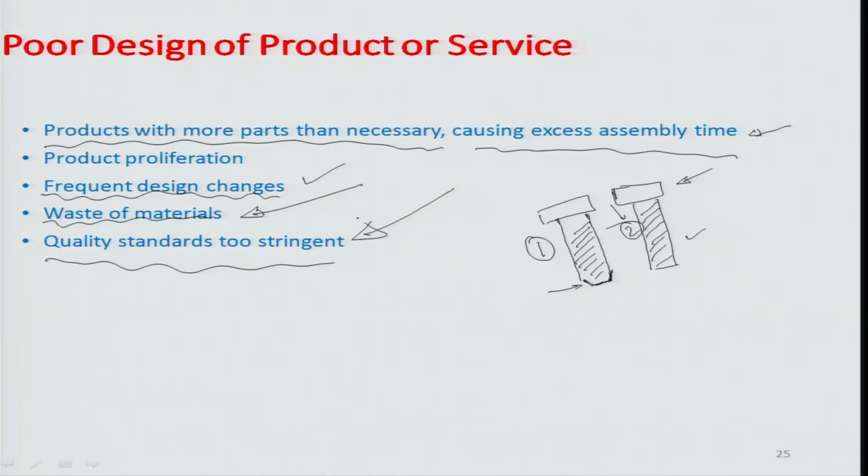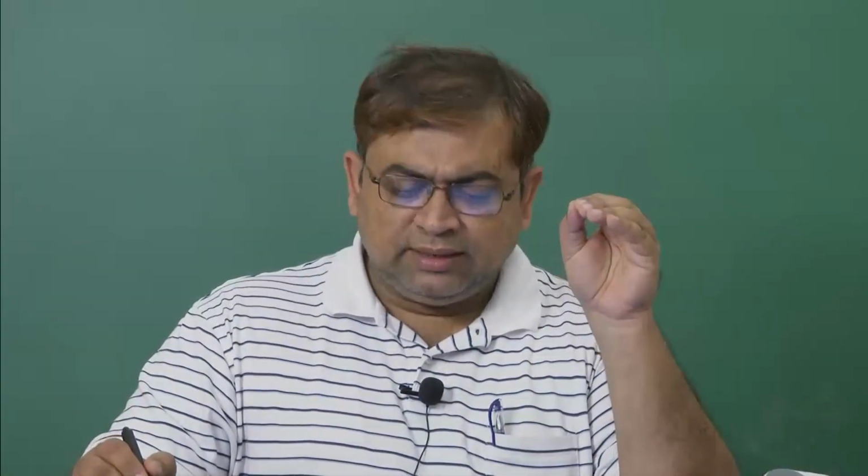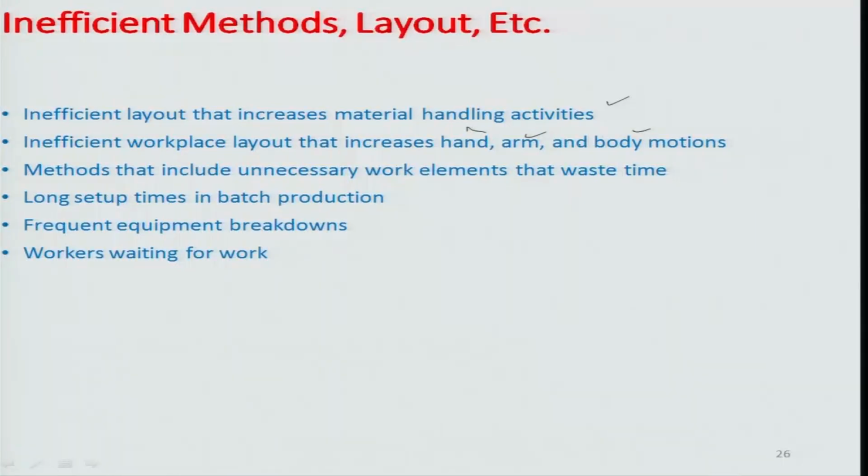There are also some other areas which are of interest. One is inefficient methods, layouts, etc. So, obviously, if the layout were too inflexible, or if the layout was causing repeated obstruction of man movement or material movement, that will lead to productivity losses. If it is an inefficient workplace layout in terms of hand, arm and body motions in the actual assembly of the product, this is again going to be a very lossy mechanism for productivity loss. Methods that include unnecessary work elements that waste time could also generate a lot of inefficient methods.